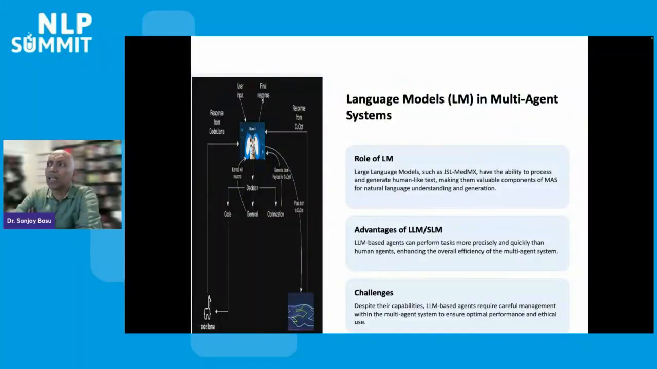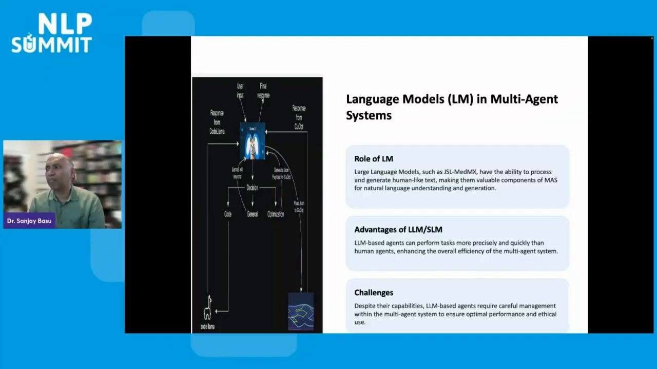Here are the language models and how they interact in a multi-agent system. So what is the role of the language model? I am taking the example of the JSL MEDEX 80 billion parameter language model from John Snow Labs. It has the ability to process and generate human-like text, making it a valuable component of the overall MAS for natural language understanding and generation. It is used for summarization, and it can also be used for some decision making down the line.